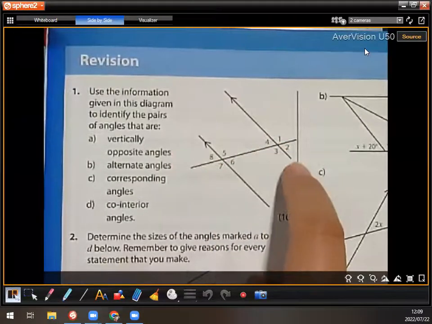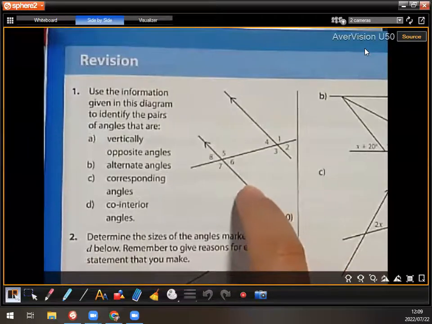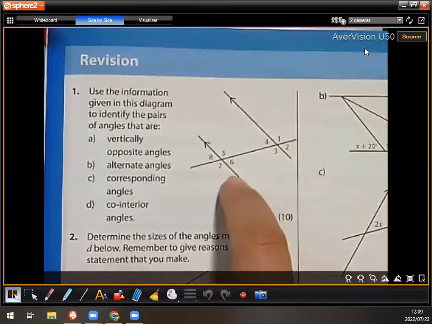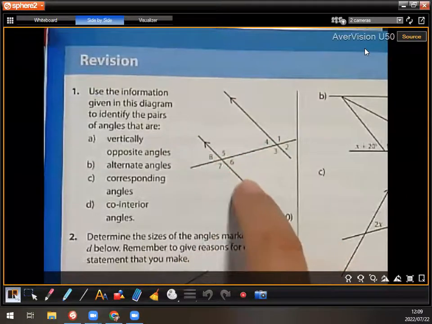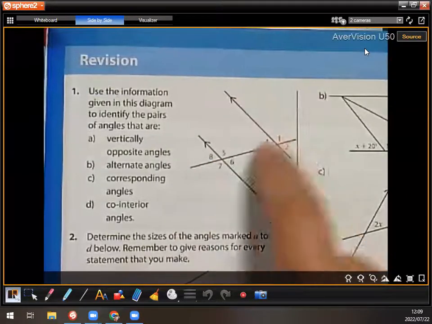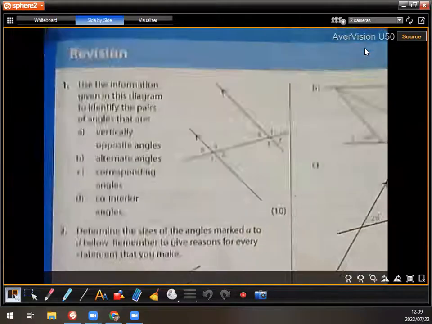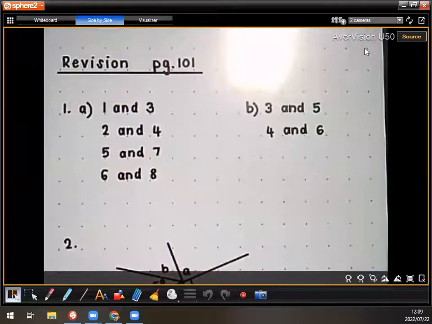Okay, 5 and 3. And then if you're looking at the other Z shape, the one that's a bit sharper, follow my finger again. There we go, like that. Right, so that was 4 and 6. Okay. So 3 and 5, and then 4 and 6. Any questions so far, guys?